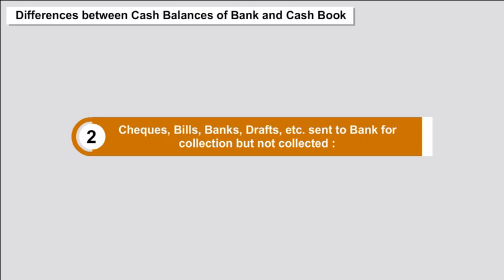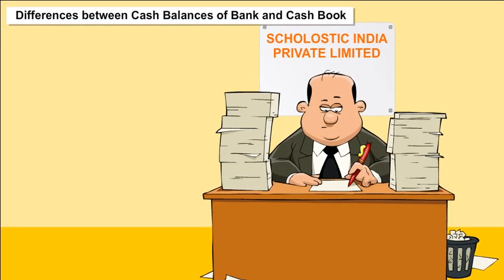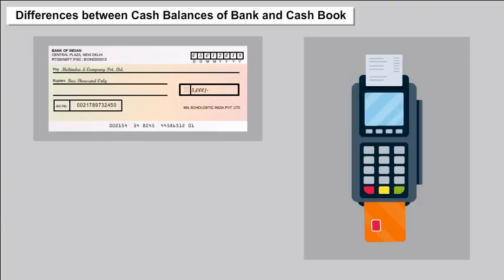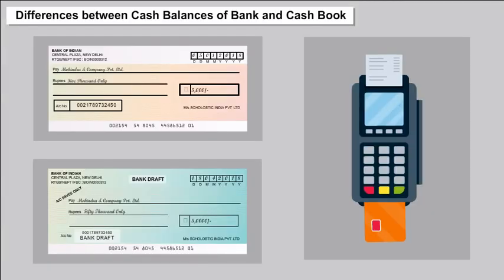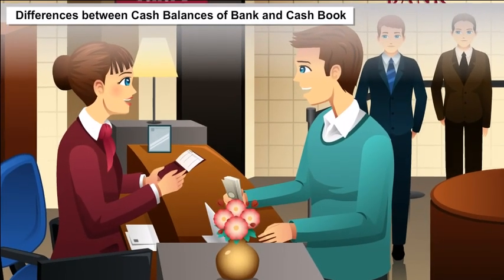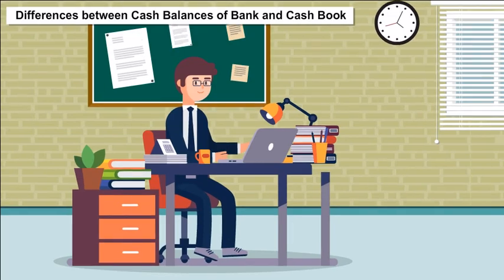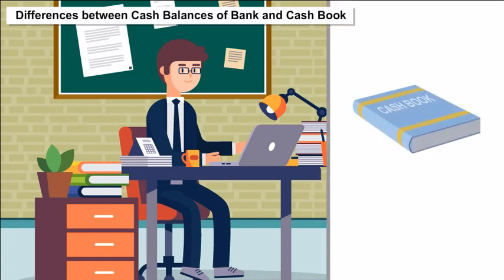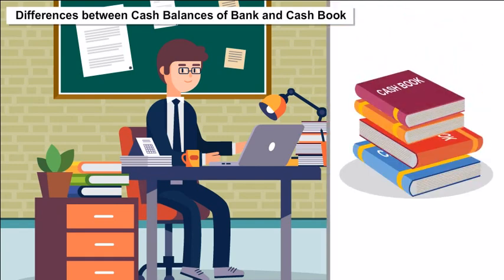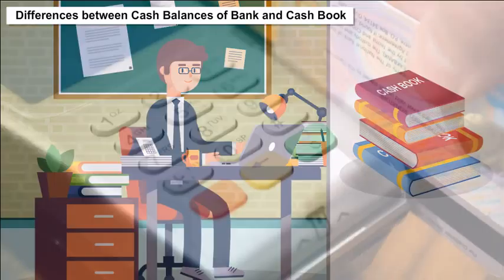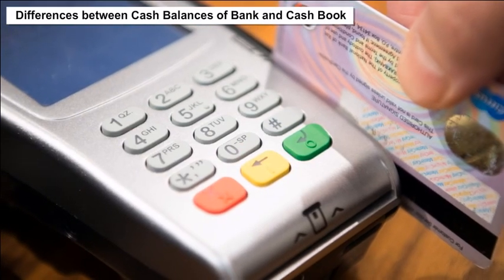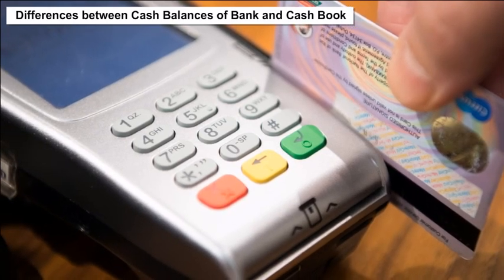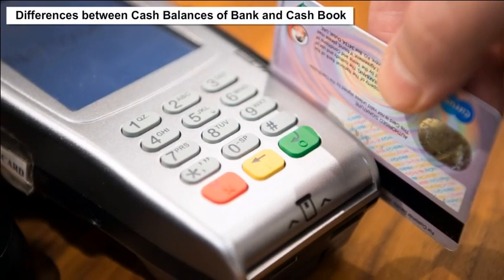2. Checks, bills, bank drafts, etc. sent to bank for collection but not collected. The trader receives from third parties from time to time checks, bills, bank drafts, etc. for his payments due, which he deposits into the bank for collection. The businessman immediately makes a record of the above on the debit side of the cash book in the bank column when he sends it for collection. However, the bank makes a credit transaction in the customer's account only when it actually realizes the amount of the check or bank draft.